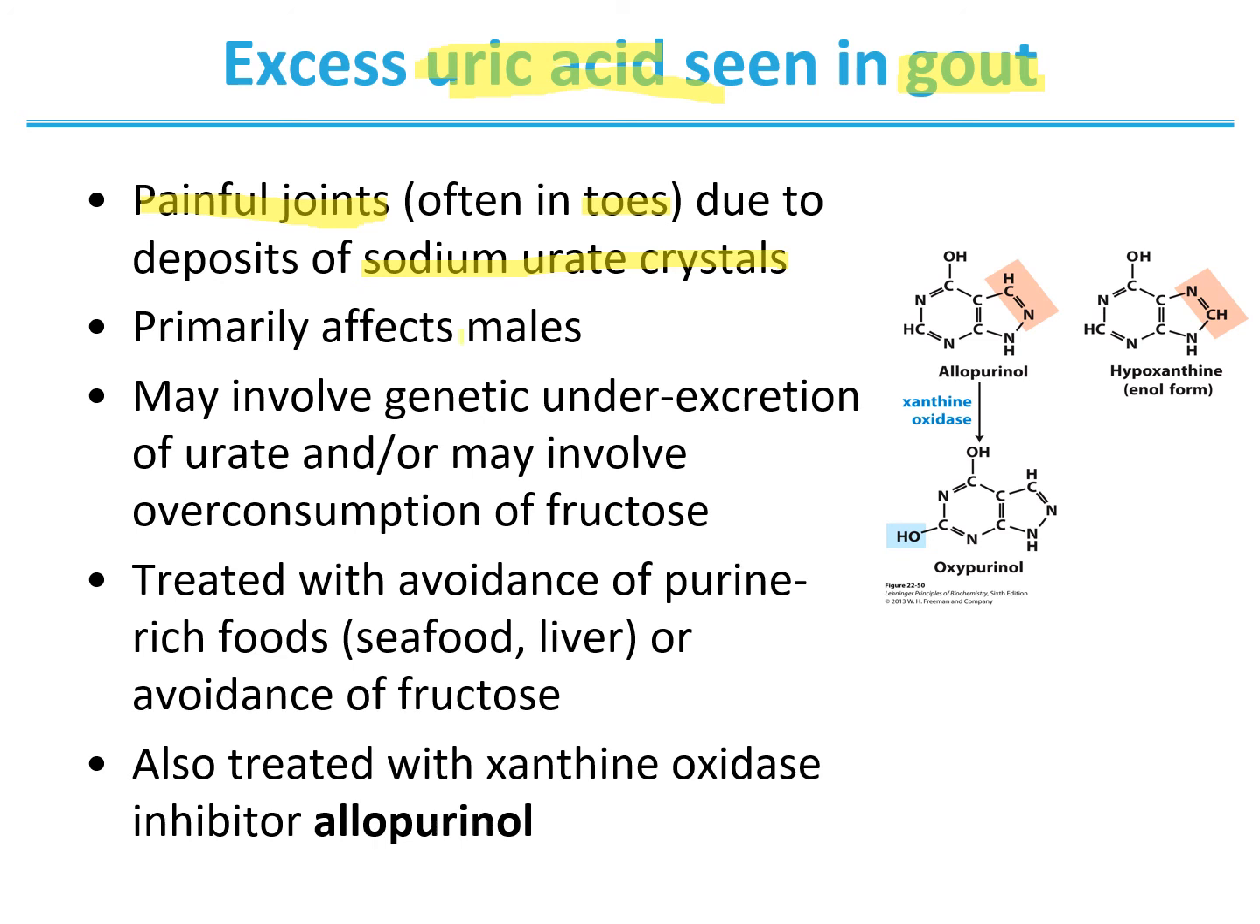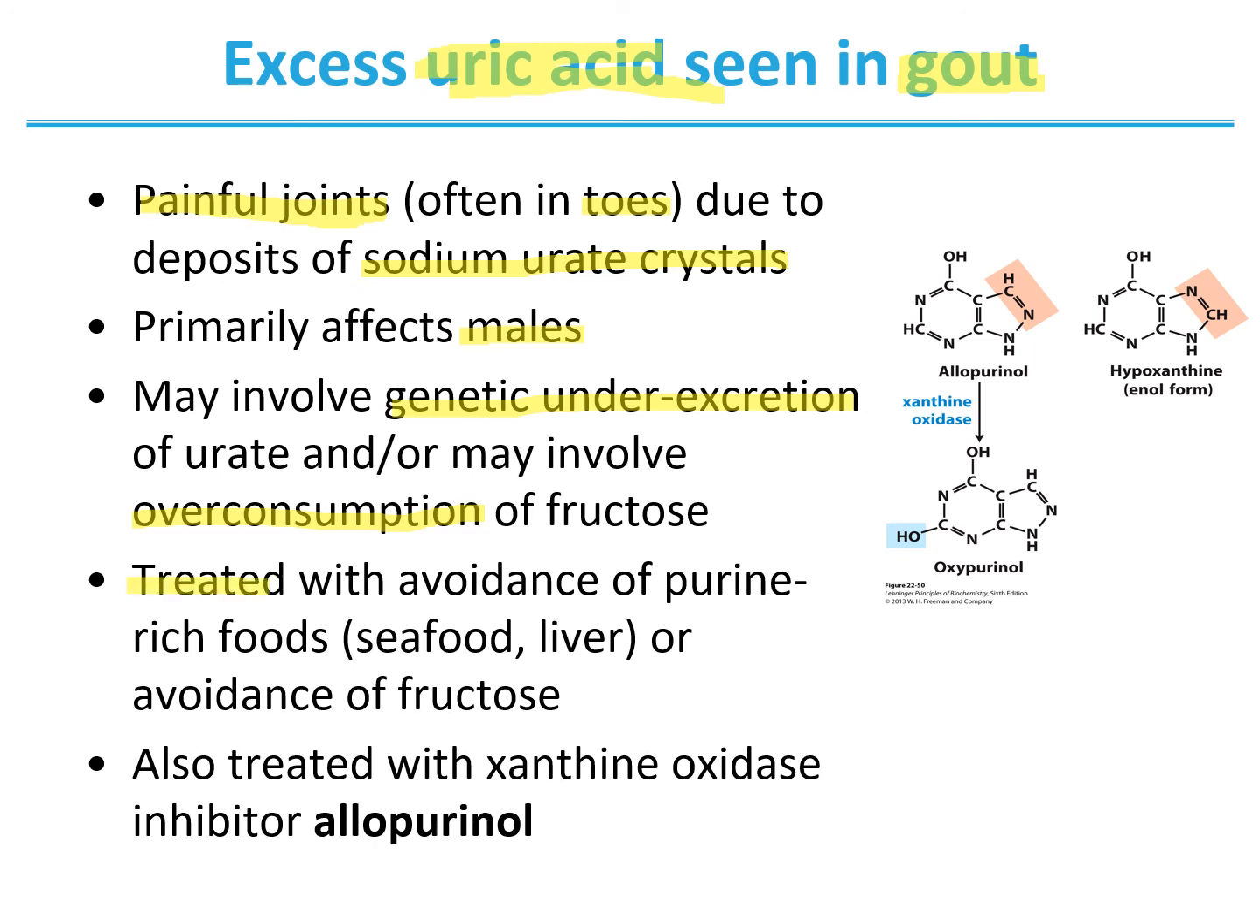Primarily this disease affects the males, so males are more common. And the reason for increased uric acid is usually the under excretion or over consumption of fructose. One of the two reasons can be there, that the body is not excreting enough uric acid out of the body, or the body is making more uric acid than normal inside the body.